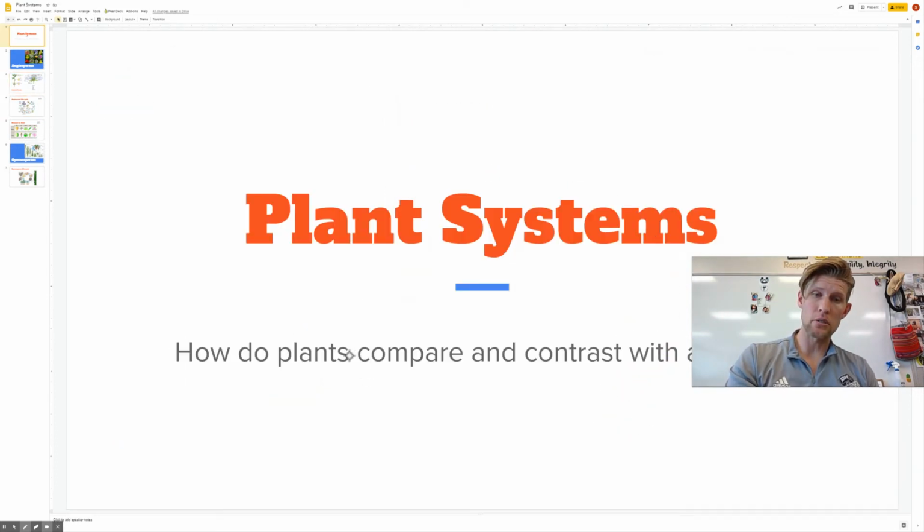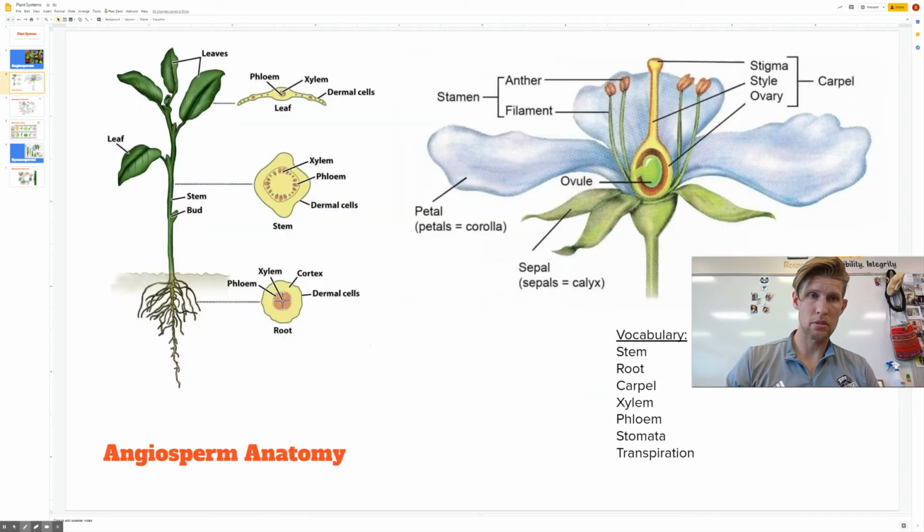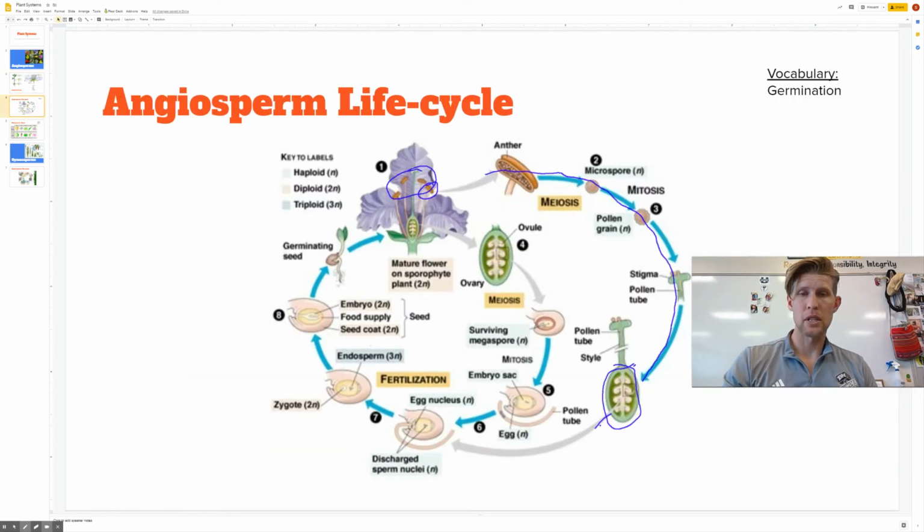Now we plant the seed, and once it sprouts up out of the ground, so the dirt would be right here, we call that germination, the sprouting of the plant out of the ground.